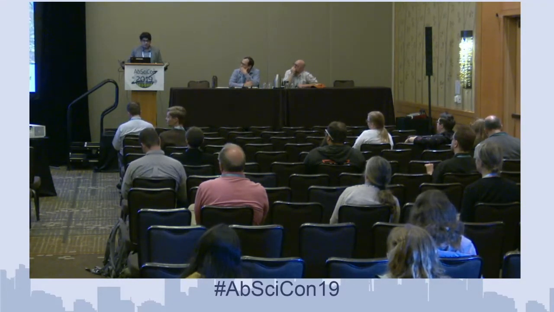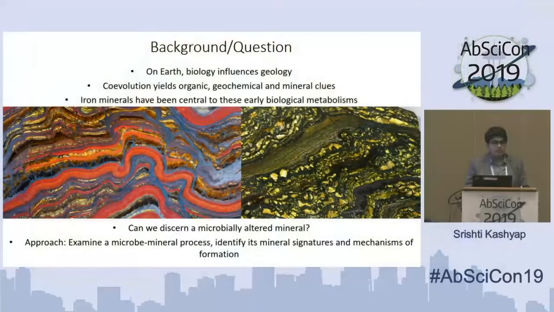So this is probably a gross oversimplification, but I want to remind and reiterate that on Earth, we know that biology greatly influences geology, and it's this coevolution of life and Earth that yields organic, geochemical, and mineral clues to trace and describe some of the earliest life on our planet. Now, among the mineral clues that we turn to are iron minerals such as iron oxides that we know today have been central to some of the earliest biological metabolisms.